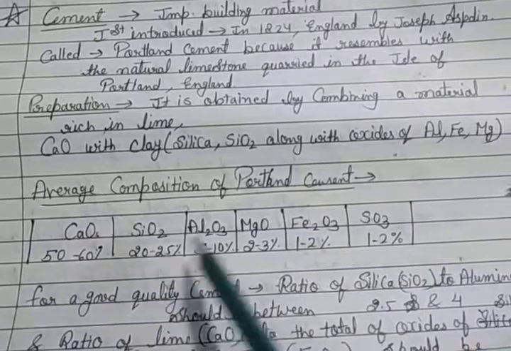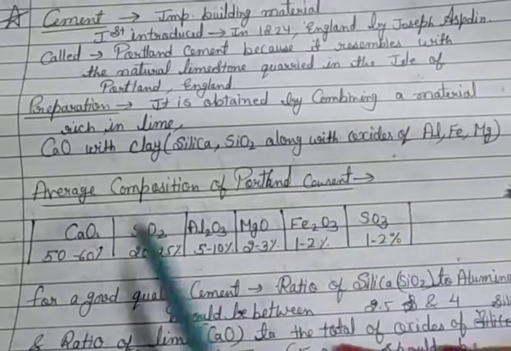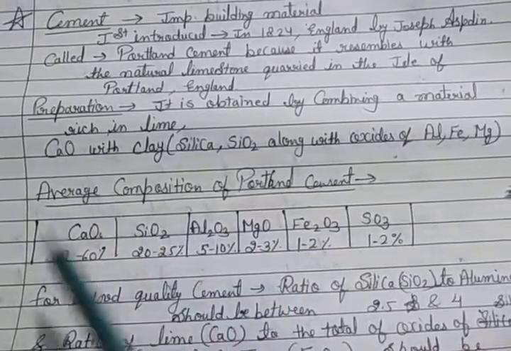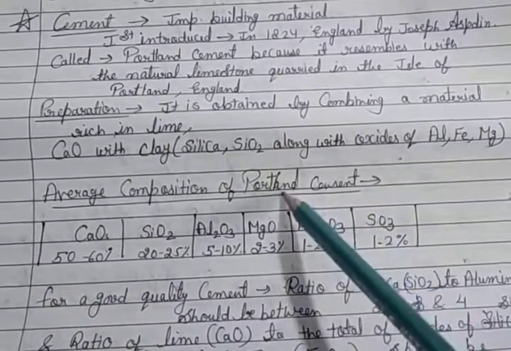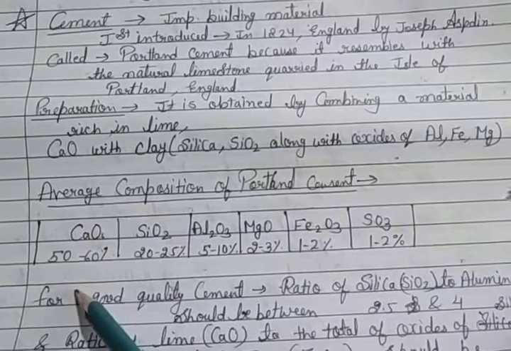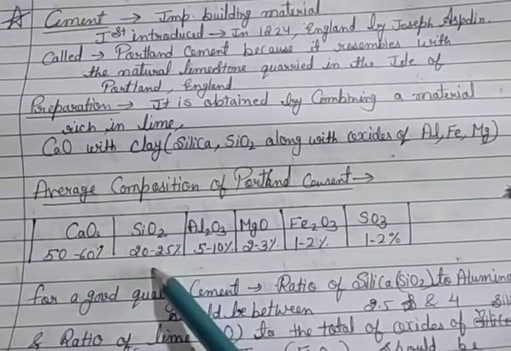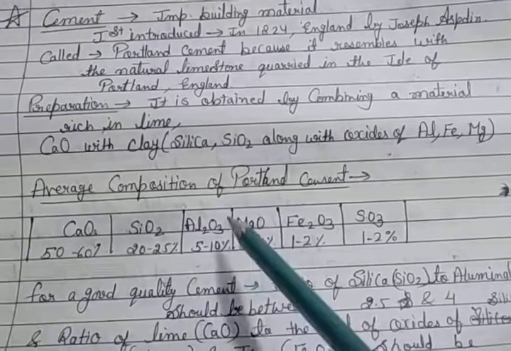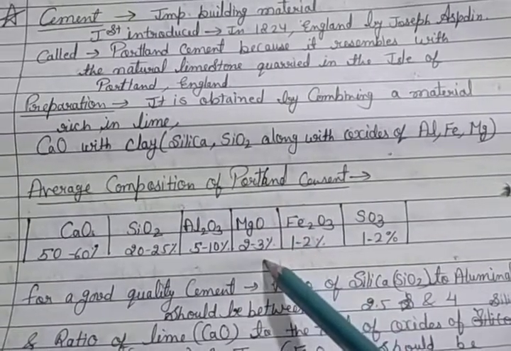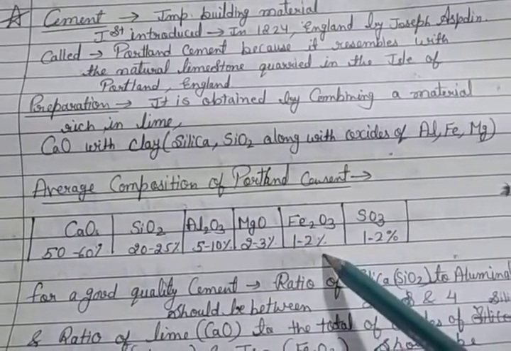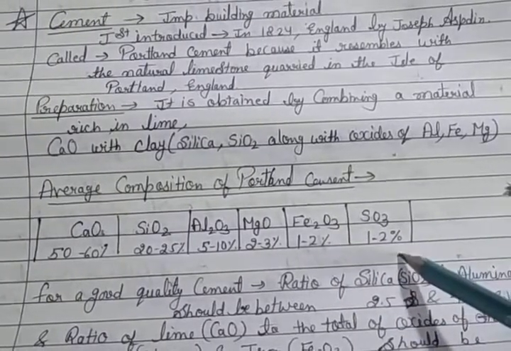So 1, 2, 3, 4, 5, 6. Six compounds we have to take in this ratio. So this is the average composition of Portland cement: calcium oxide 50 to 60%, silica 20 to 25%, aluminium oxide 5 to 10%, magnesium oxide 2-3%, Fe2O3 1 to 2%, and sulfur trioxide 1 to 2%.